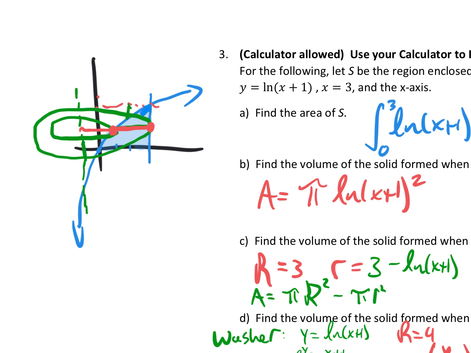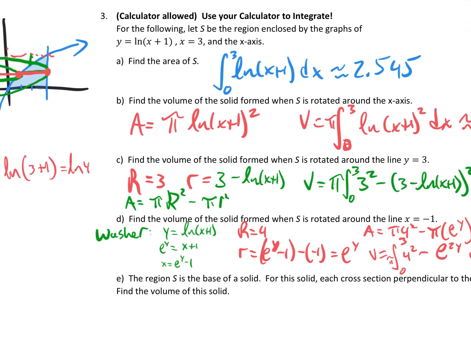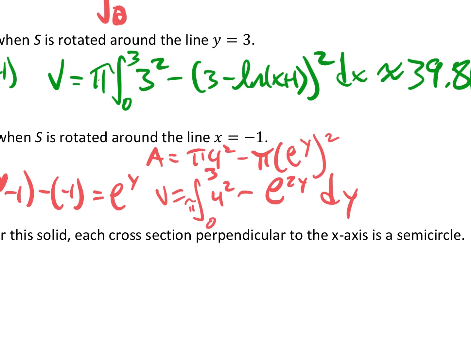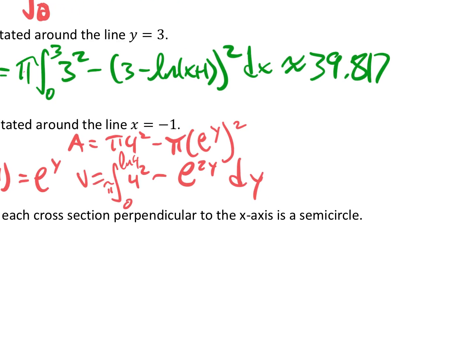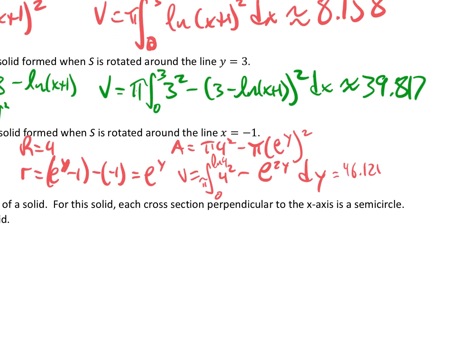This happens when x is 3. So when x is 3, what's the y value? Well, we can plug in 3 here, and we have y equals the natural log of 3 plus 1. This is a natural log of 4, which is not a whole number, so we'll leave it as a natural log of 4. Okay, now, that means for this y here, we need to go ahead and change that to not 3 here, but we need to change that to the natural log of 4. Okay? And now when we do that, we get 46.121. Right, that was a lot of work.